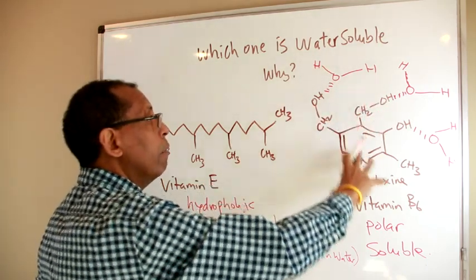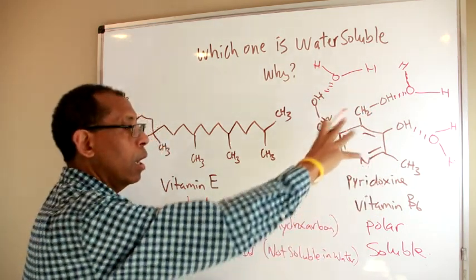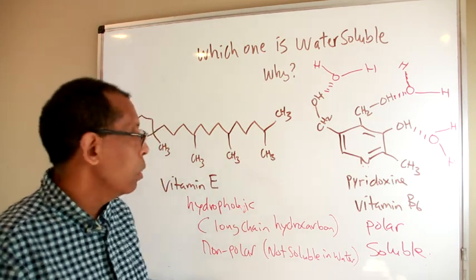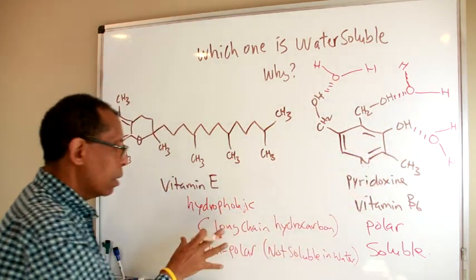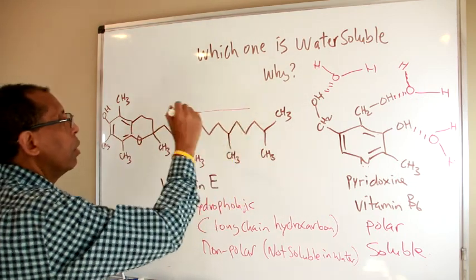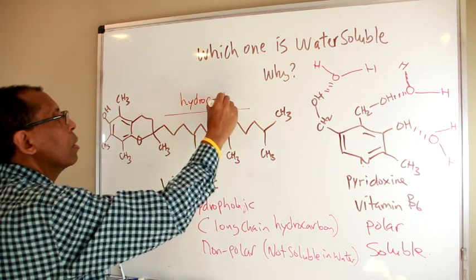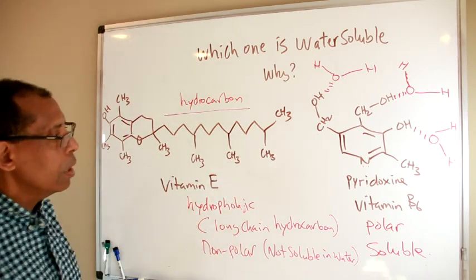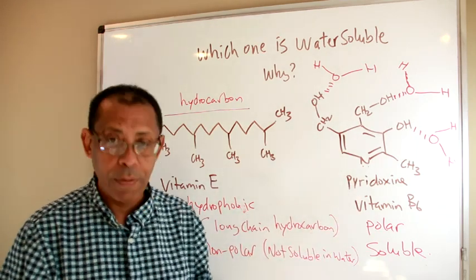Because of the functional groups on vitamin B6, which can make several hydrogen bonds, it becomes a more polar compound and soluble in water. This is very hydrophilic. This is a hydrophobic compound with a long chain of hydrocarbon. That makes it a hydrophobic compound. Therefore, vitamin E is not soluble in water as compared to pyridoxine, which is vitamin B6.